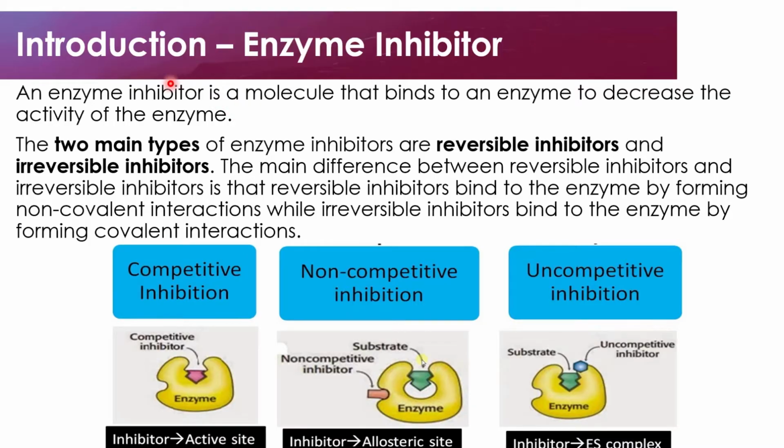For the competitive inhibition, the inhibitor binds to the active site of the enzyme. And for the non-competitive inhibition, the inhibitor binds to the allosteric site of the enzyme. And for the uncompetitive inhibition, the inhibitor binds to the enzyme-substrate complex.